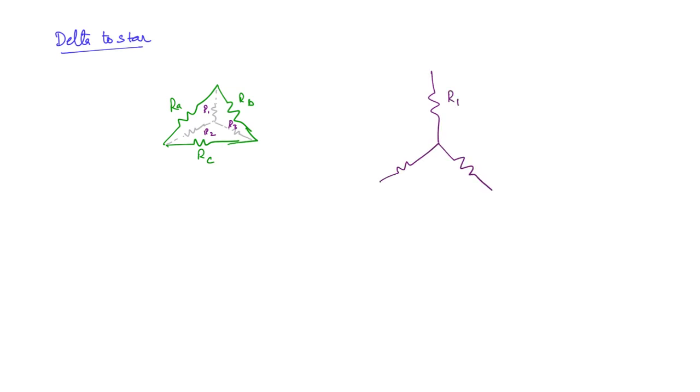It is not clear there. So R1, R2 and R3. We can also draw this delta as well. So what are the resistances here? We have RA, RB and RC. So how to remember here?